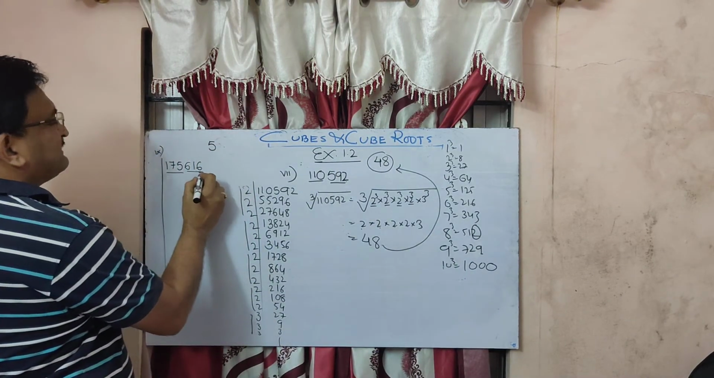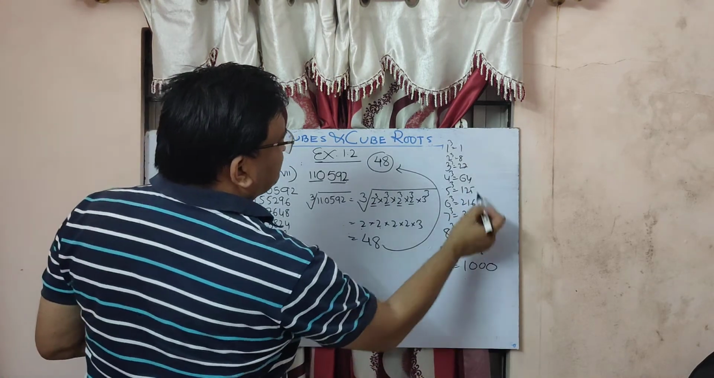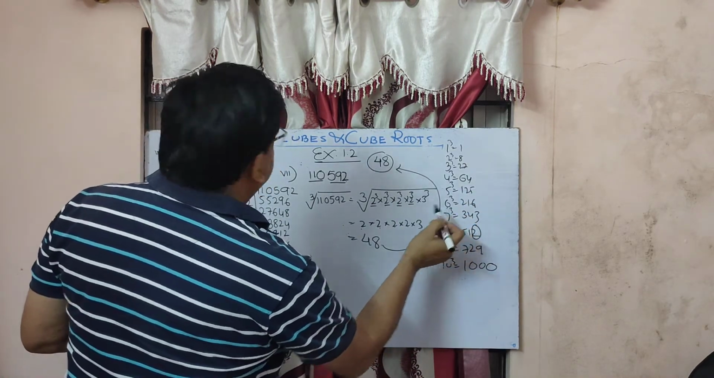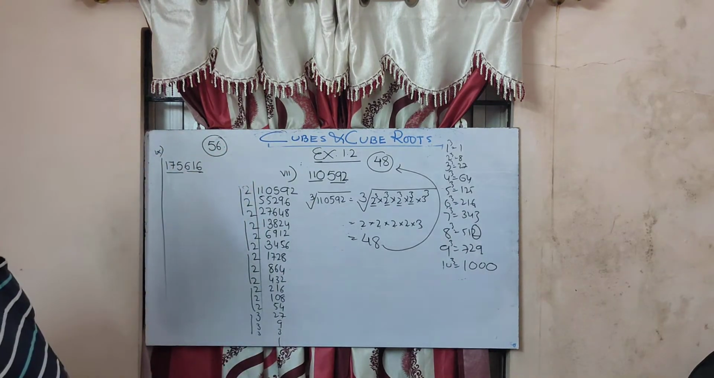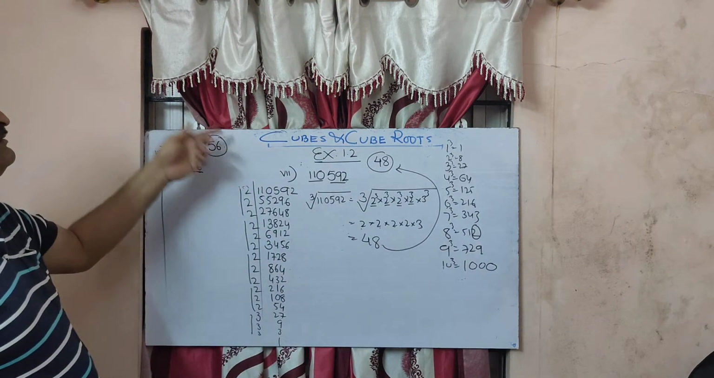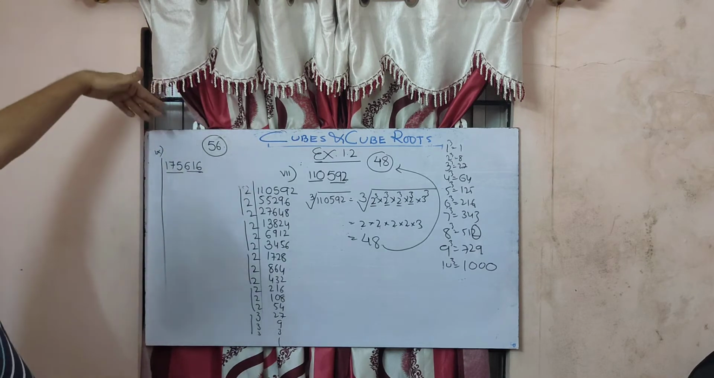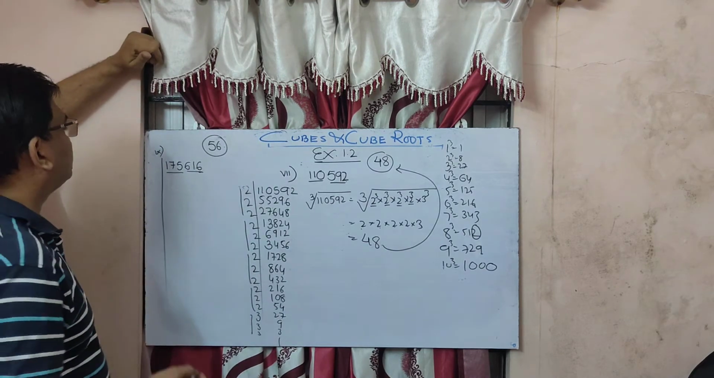So if the last number is 6, just check which number gives 6. Yes, it is 6 only. Now the answer is 56. The cube root of this number is 56. Now let us find it through the prime factorization method.